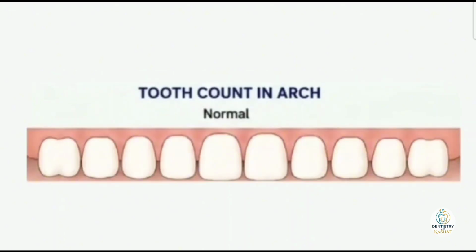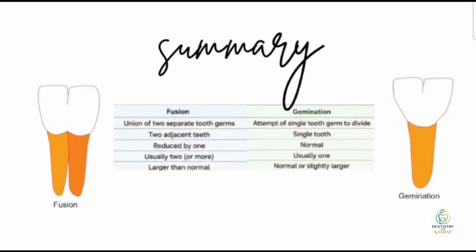And the tooth count in the arch is normal. We were seeing that a single tooth may be increased in size. Sometimes it is divided and you will confuse it with two teeth, but no, it will be one tooth, okay? So the tooth count in the arch will be normal. So you have to mark it as gemination.